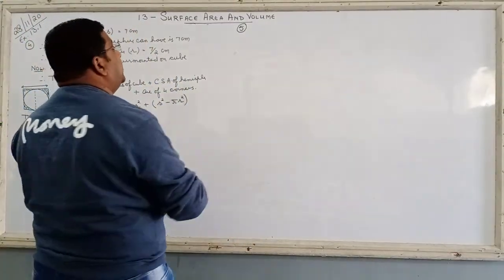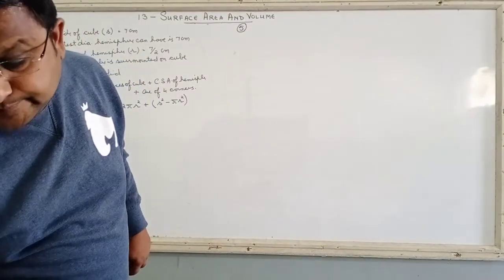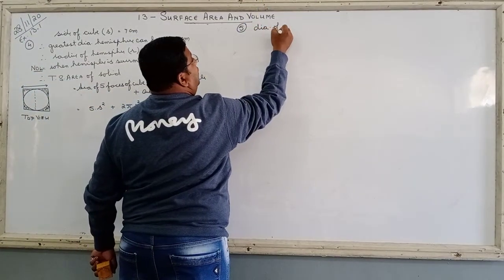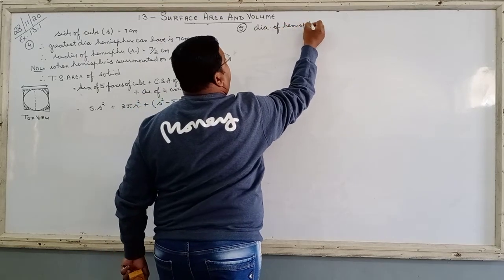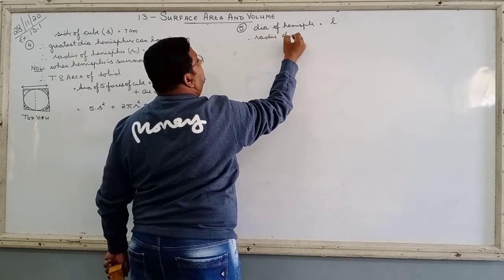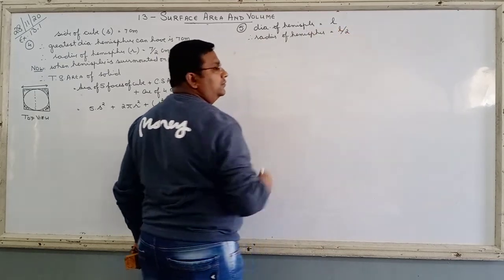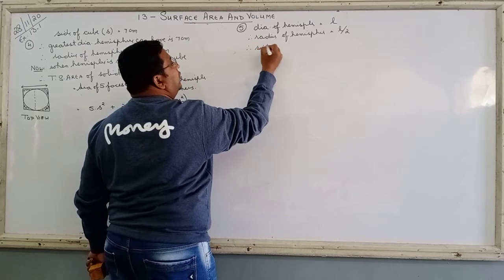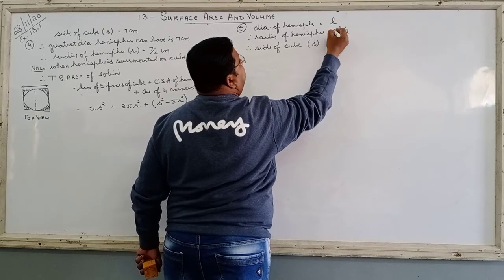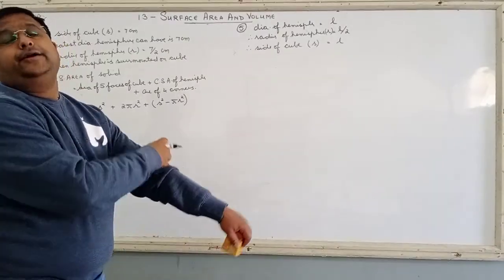So when we talk about this over here, here also the formula remains the same. The question arises, side is given to us as L. Diameter of the hemisphere is equal to L. So therefore radius of hemisphere is equal to L by 2. So therefore side of cube S is equal to L. The radius will be L by 2. Right? Radius will be L by 2.